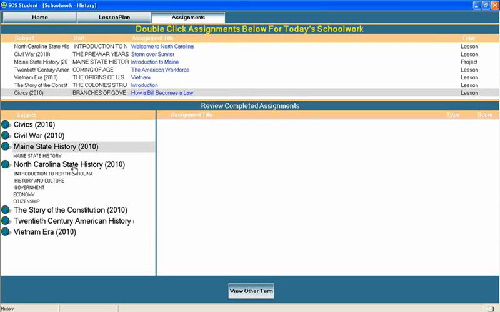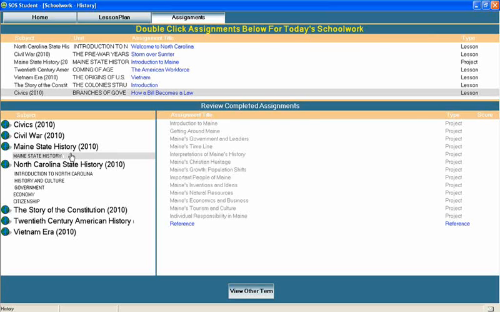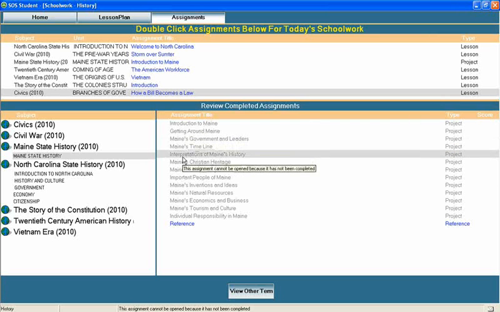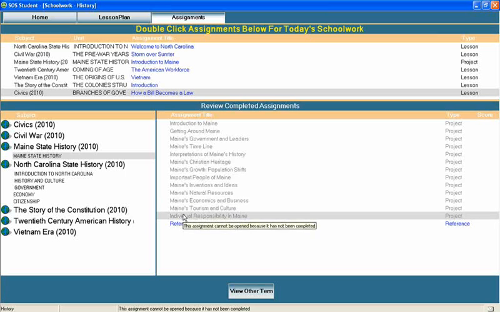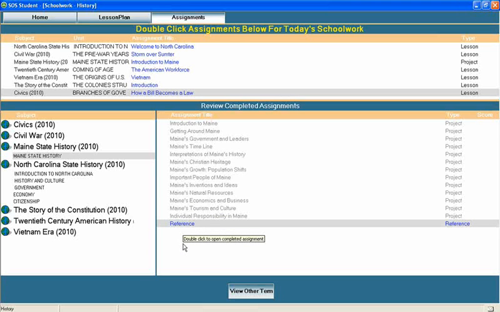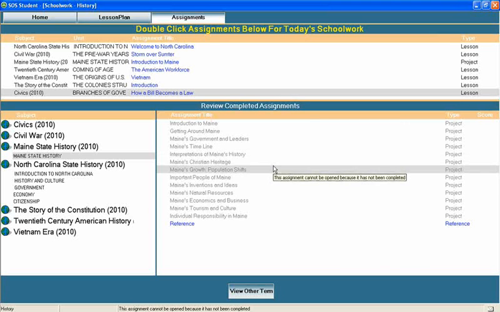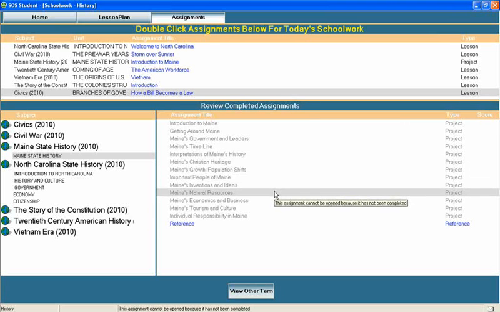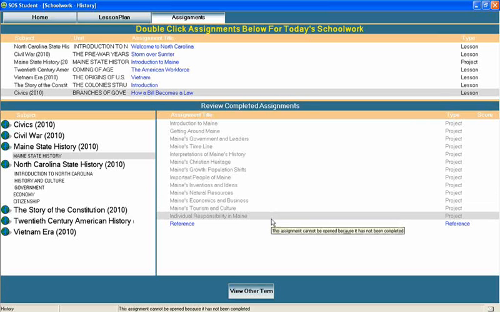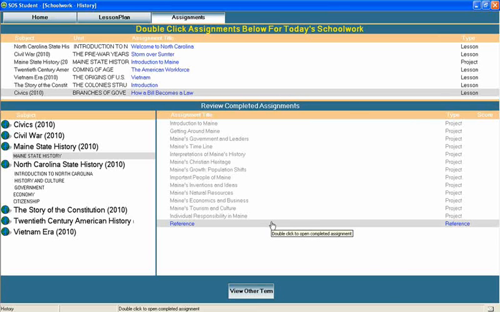Roughly half of the 50 state history courses are presented in this 5-unit format. The rest of the courses are presented in a project-based format. Rather than providing 5 units of lesson-based instruction, these project-based courses contain 13 research projects that provide a guided study of your student's state. Students are asked to research the government, timeline, history, people, natural resources, economy and business, and tourism and culture of their state, and much more.